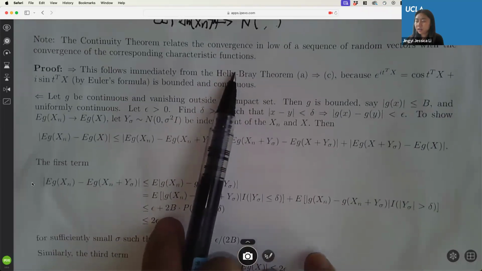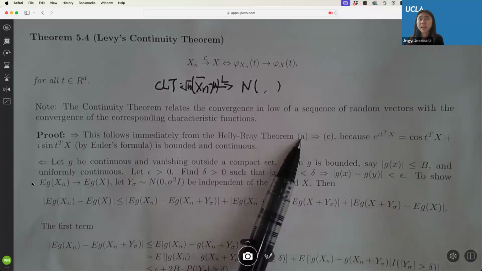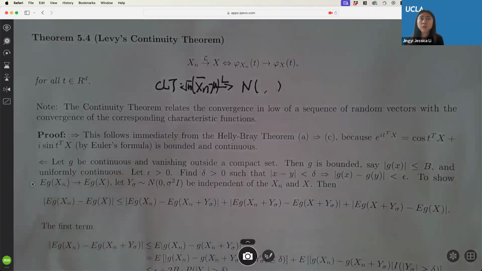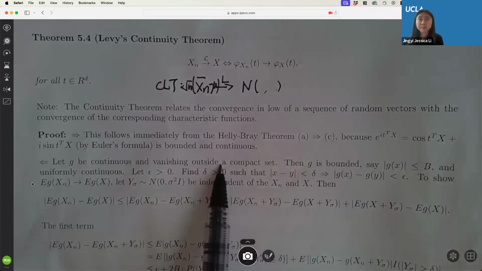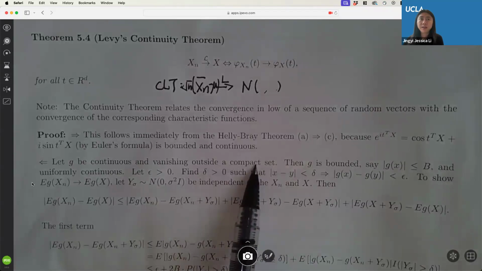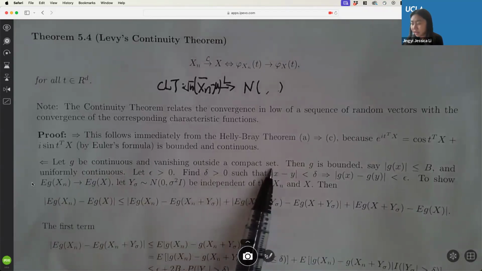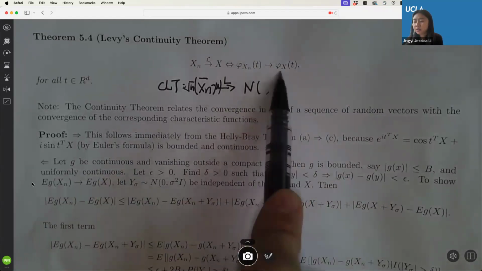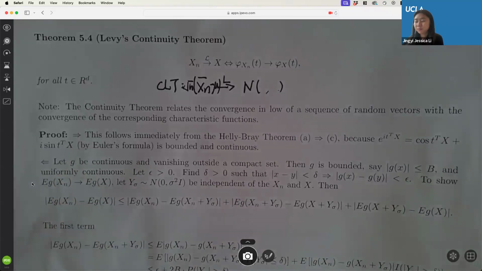The first direction, from left to right, is a direct result of applying Hillenbrand from statement A to statement C. But going backwards is not easy, because you want to prove that the right-hand side implies one of the statements in Hillenbrand. Here we can show that for any g continuous outside a compact set, which is what we have for statement B, with the convergence of the characteristic function you can achieve statement B in Hillenbrand, and then based on Hillenbrand, you can go to the convergence in law.